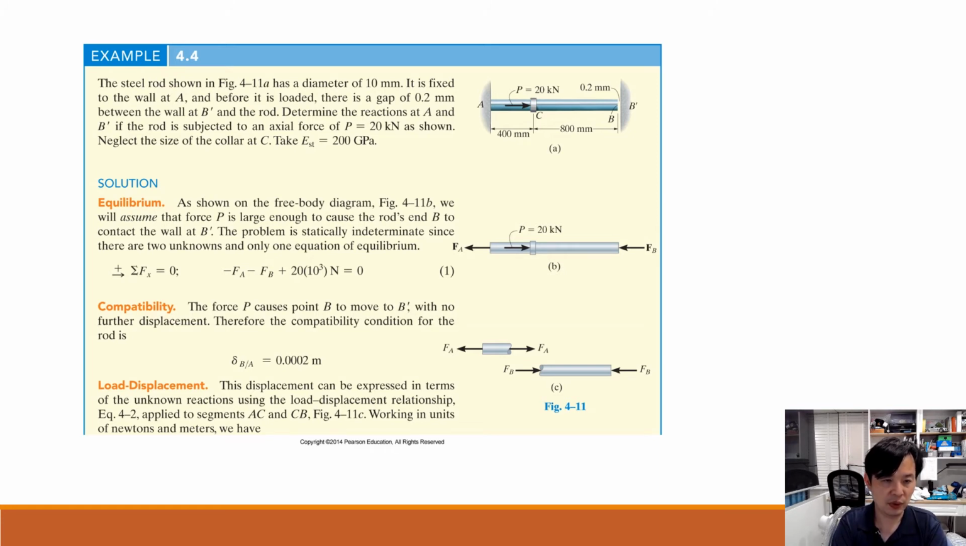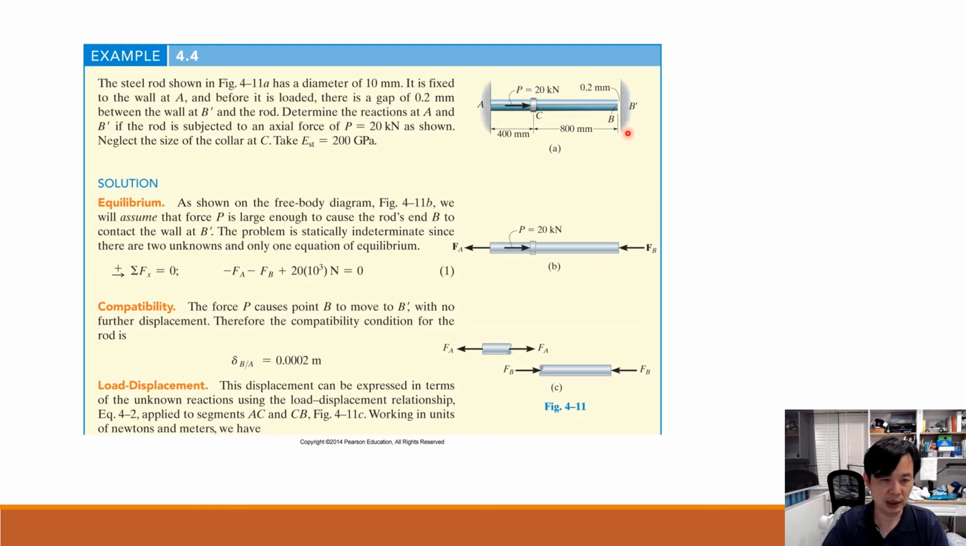Example 4.4. In this problem, you can see that the boundaries at A and B can be seen clearly over here, and there's a rod from A to B. Notice that there is a little gap, 0.2 millimeter, between B and B prime. B prime is located on the wall. B is the end of the rod. Then we apply an axial force P at point C, this collar C, to push it. Then we need to determine the reaction forces at A and B prime.